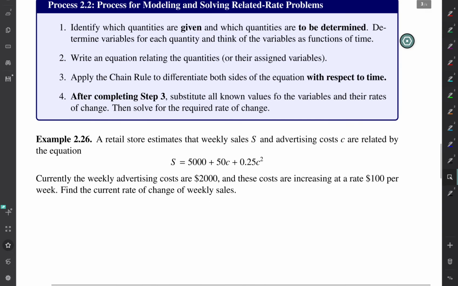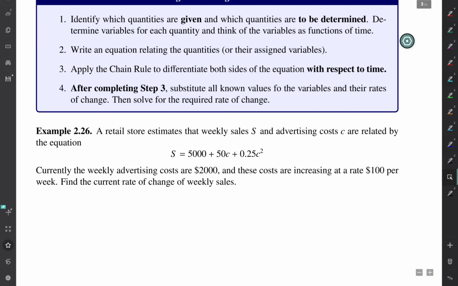So let me just do a quick example. In example 2.26, a retail store estimates the weekly sales S and advertising costs C are related by this equation: S equals 5,000 plus 50C plus 0.25C squared. Currently, the weekly advertising costs are $2,000, and these costs are increasing at a rate of $100 per week. Find the current rate of change of weekly sales.